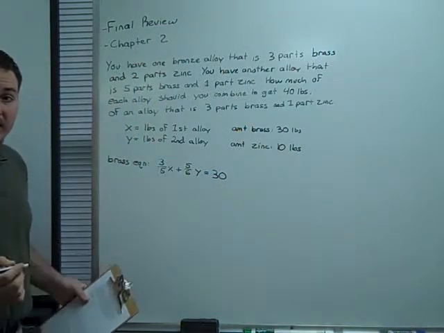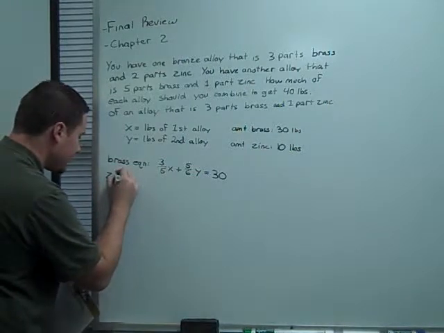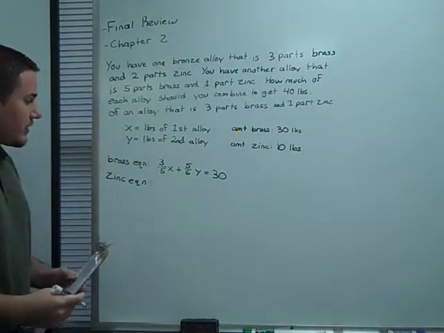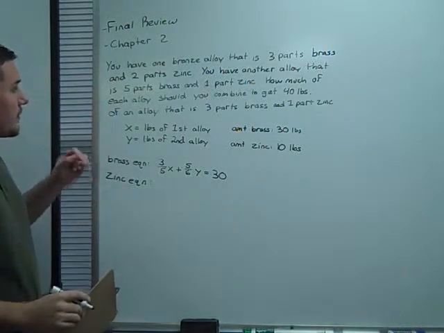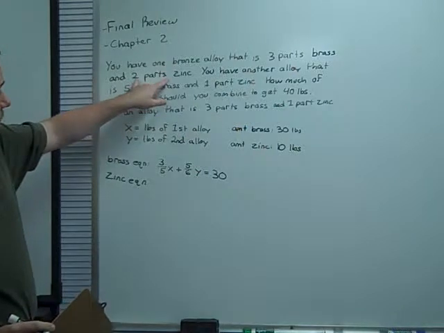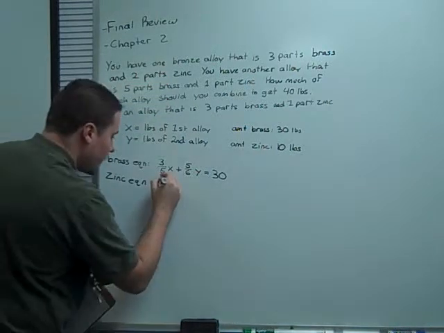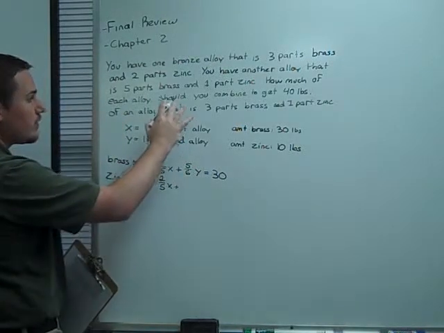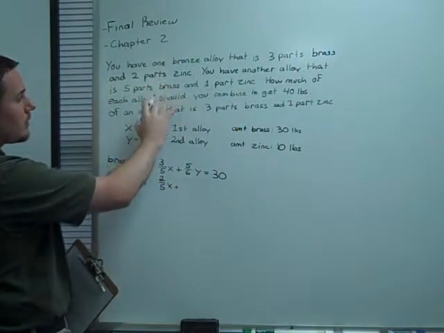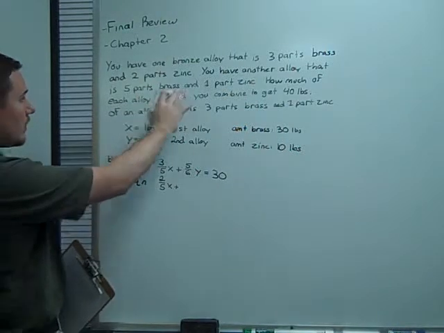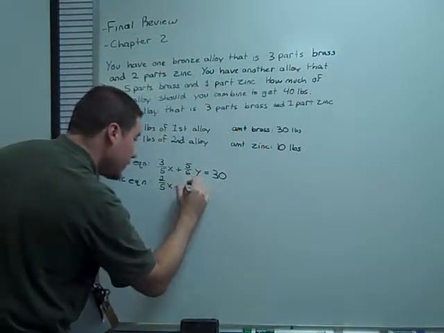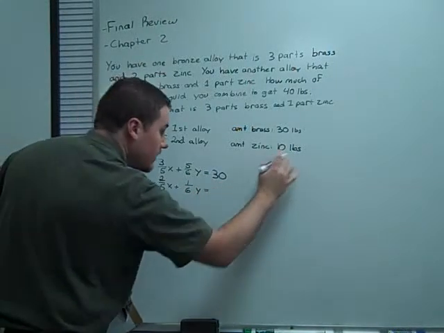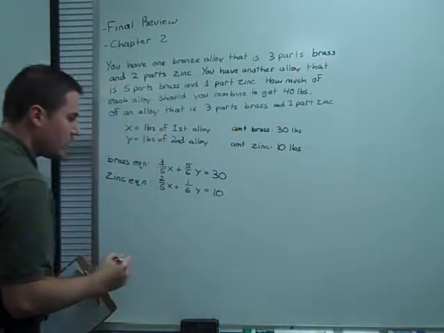Now let's talk about zinc. Well, our zinc equation is, where does the zinc come from? Well, here we have 2/5 of X. And for the second alloy, we are going to get, let's see, 1/6 of Y, and that will get me my desired 10 pounds.